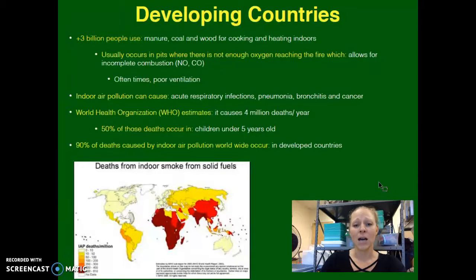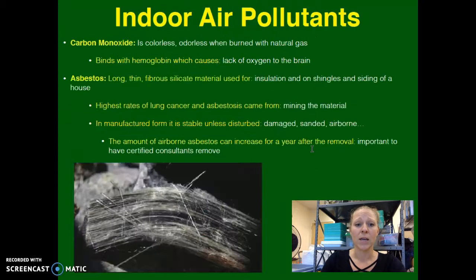90% of deaths caused by indoor air pollution occur in developed countries. I'm sorry, this is incorrect. It says developed countries, but this would be in developing countries. And so this is definitely an issue for people that are in developing countries.